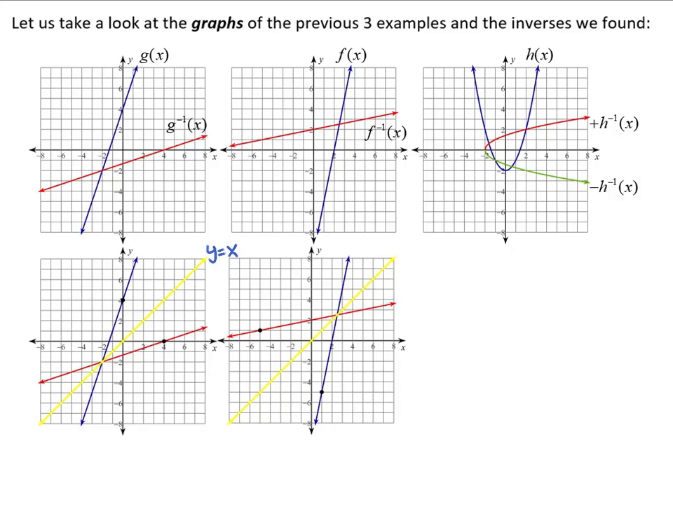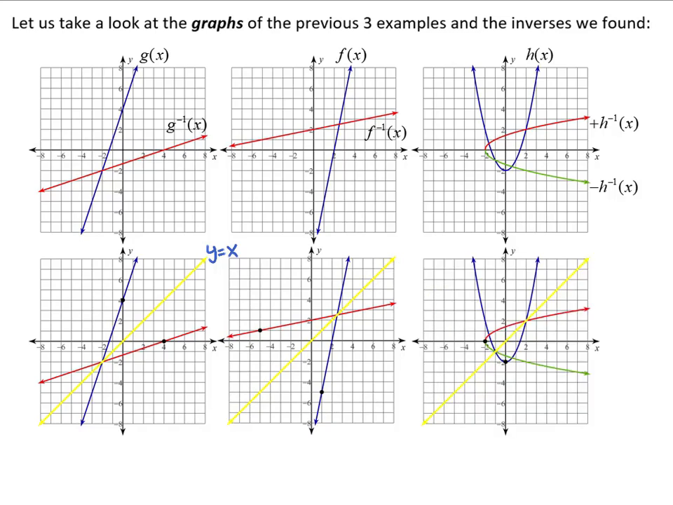Okay, in fact, I'm going to add in the other graphs here, also with some points in our line y equals x. And see now if you see a relationship between all of them. If it's not apparent yet, the answer is that each of these graphs is reflected over this line. This is a line of reflection for graphs and their inverses, y equals x.